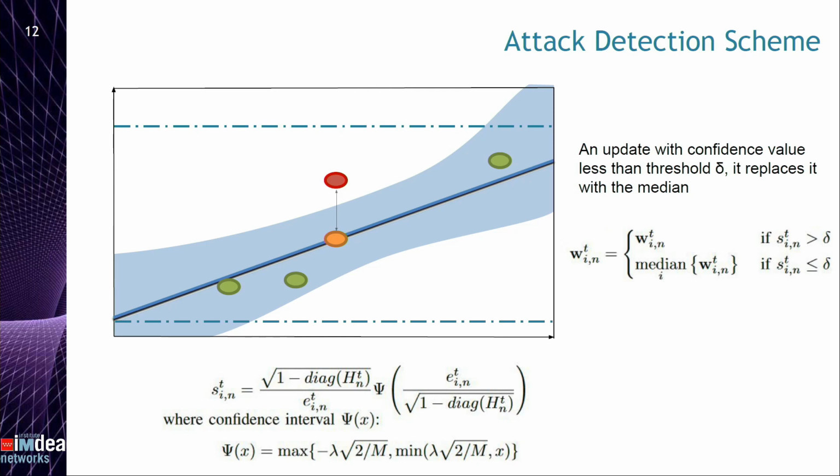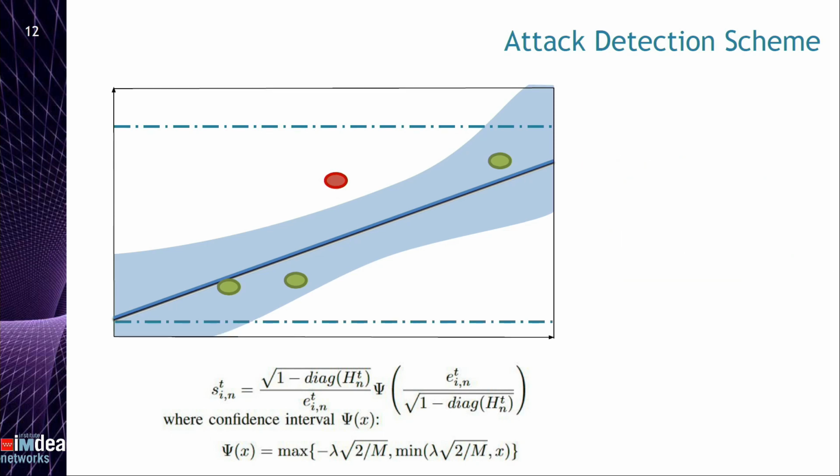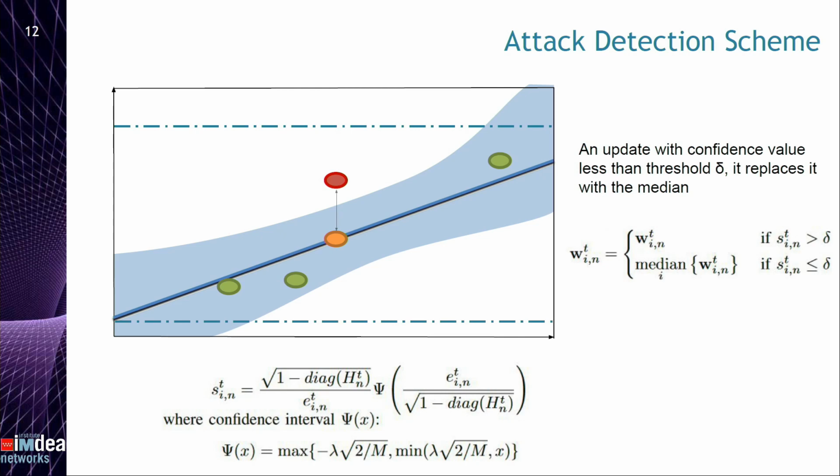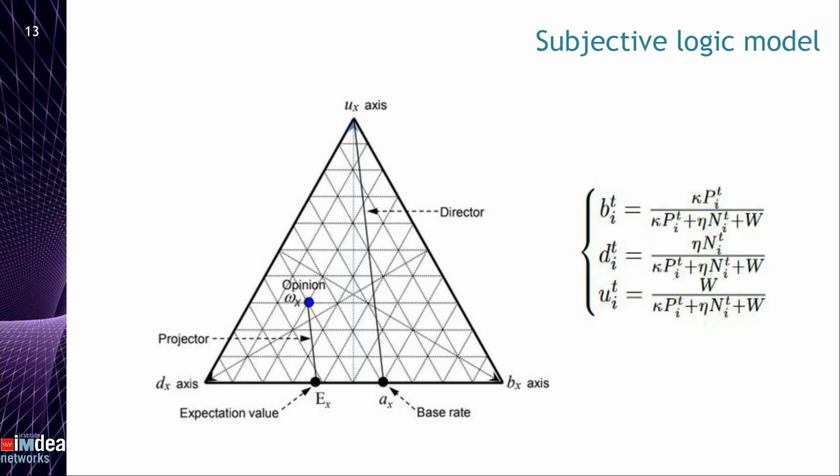Now I'm going to detail our reputation model, which is a subjective logic model. The subjective logic model is a kind of subset of probabilistic logic that departs the probability value into belief, disbelief, and uncertainty, as you see in this triangle. And in this model, a reputation score is correlated to a subjective belief in the client's behavior.